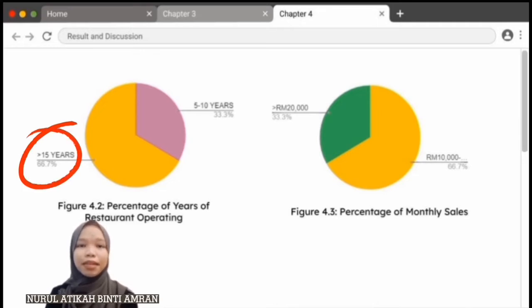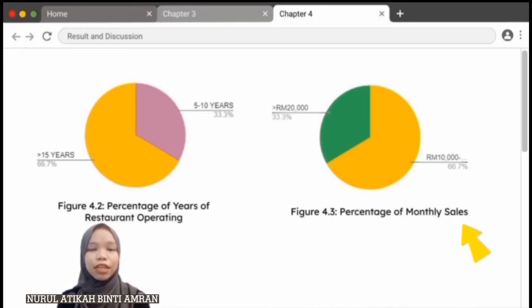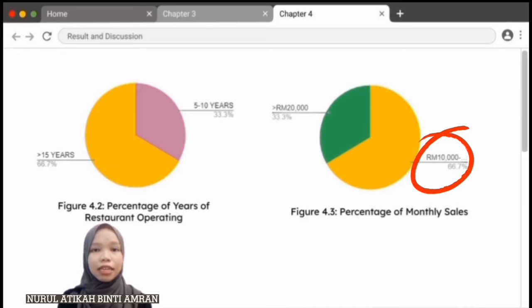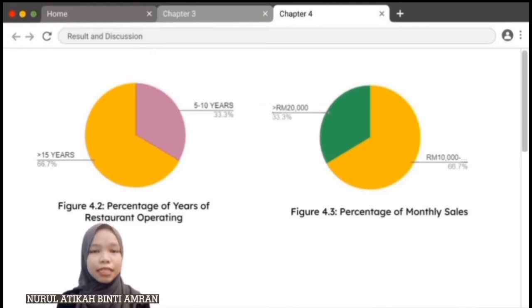66.7% of the decision makers have more than 15 years of experience in restaurant operating. The other 33.3% have between 5 to 10 years of restaurant operating experience. Figure 4.3 shows the monthly sales for each decision maker. The majority of the decision makers, which is 66.7%, have monthly sales between 10,000 to 15,000 ringgit per month. The other 33.3% receive more than 20,000 ringgit in monthly sales.